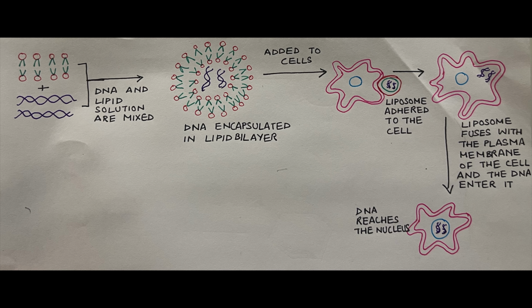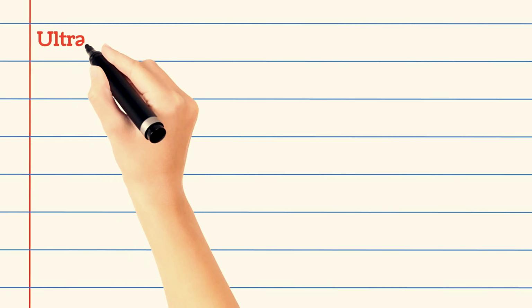After mixing, DNA is encapsulated in a lipid bilayer. After that, we add it into a cell. Liposome adheres to the cell by the process of endocytosis. After that, the liposome fuses with the plasma membrane of the cell and the DNA enters it. As a result, DNA reaches the cell.